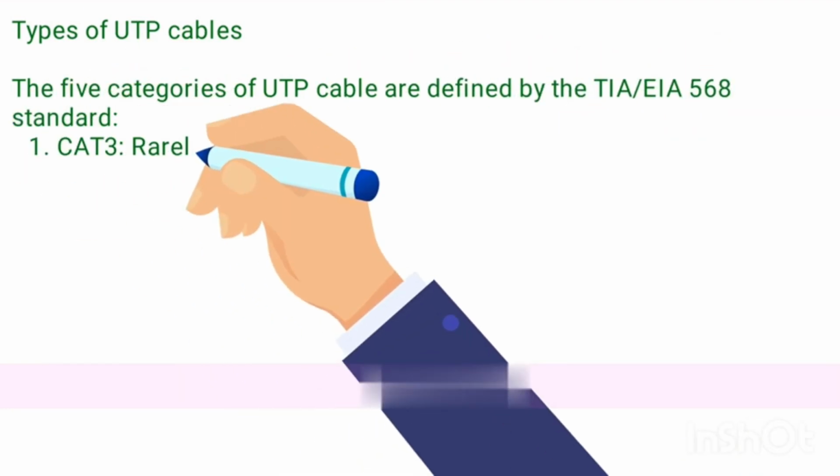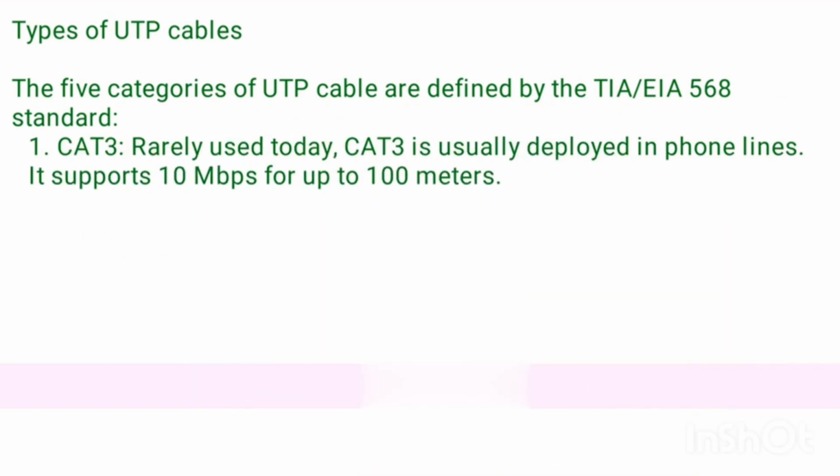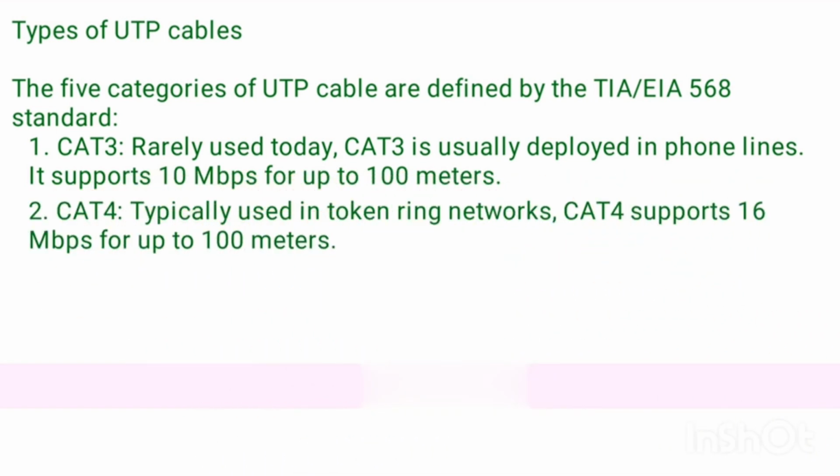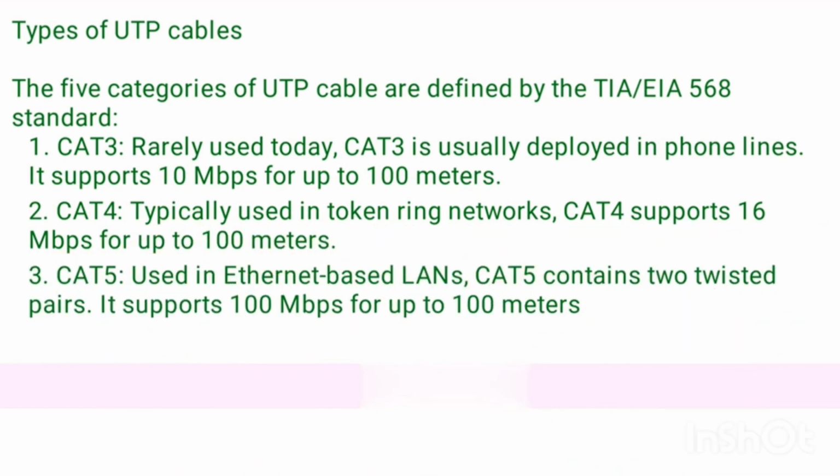The 5 categories of UTP cables. Cat3, rarely used today, is usually deployed in phone lines. It supports 10 Mbps for up to 100 meters. Cat4, typically used in token ring networks, supports 16 Mbps for up to 100 meters. Cat5, used in Ethernet-based LANs, contains 2 twisted pairs. It supports 100 Mbps for up to 100 meters.